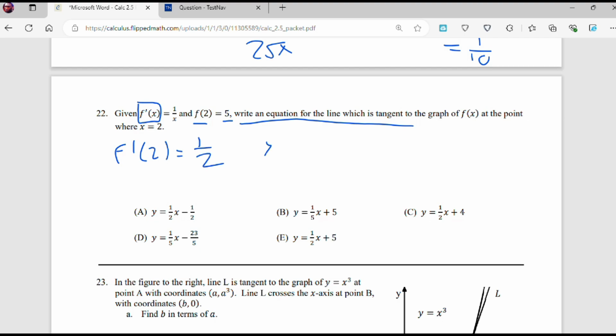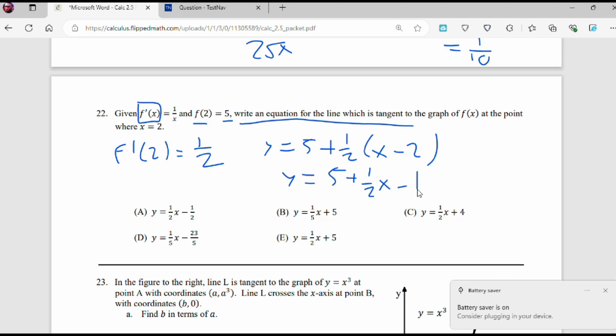And so you get y equals y1, which is 5, plus 1 half, our slope, times x minus x1. x1 is 2. We're going to distribute based off our answer choices. 1 half times negative 2 is negative 1. So we get 1 half x, and 5 minus 1 is plus 4. That's our answer choice.